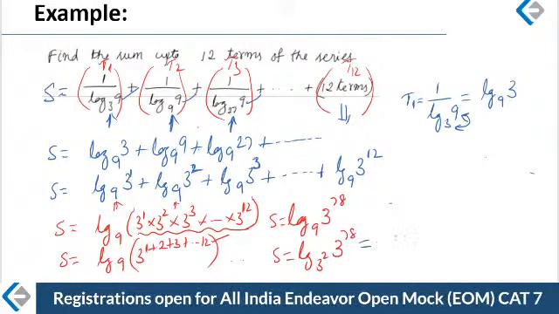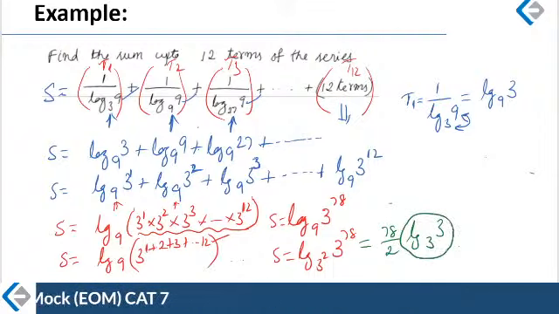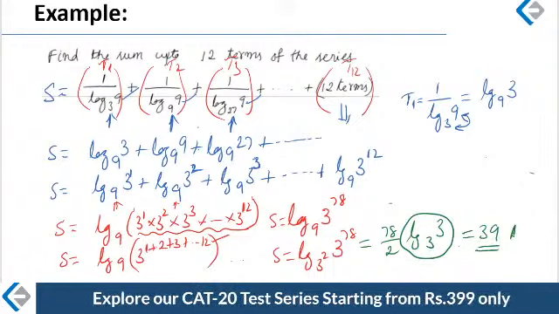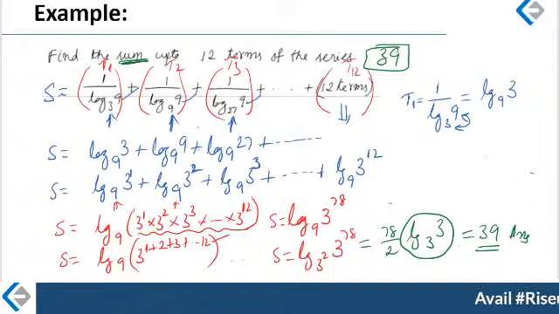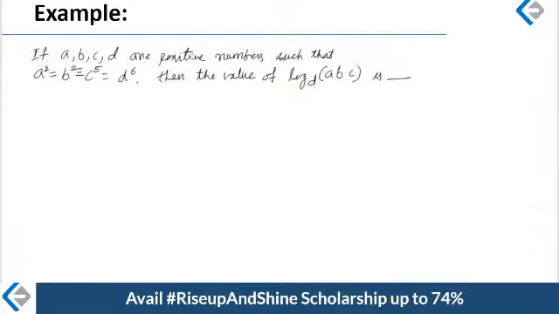If I use the power rule, it will become 78 by 2 log 3 to the base 3. We know log 3 to the base 3 is 1. Therefore the required answer is 78 by 2, which becomes 39. He asked for the sum of this series. You are saying that the sum is 39. When you add up all these terms, the sum becomes 39, which would be your answer. Pretty simple one. Always remember to make the bases equal. That's a point I was trying to make here.